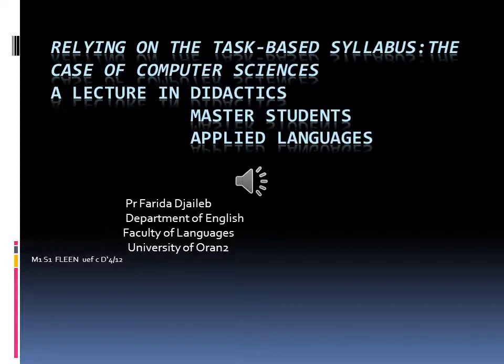So the title of this discussion: relying on the task-based syllabus, the case of computer sciences, a lecture in didactics. Of course, I'm talking about master students, applied languages.